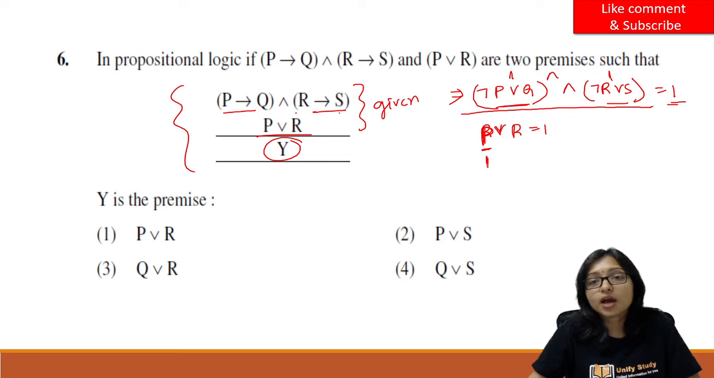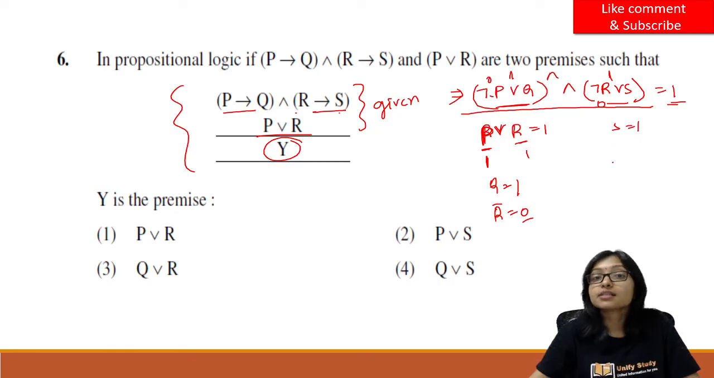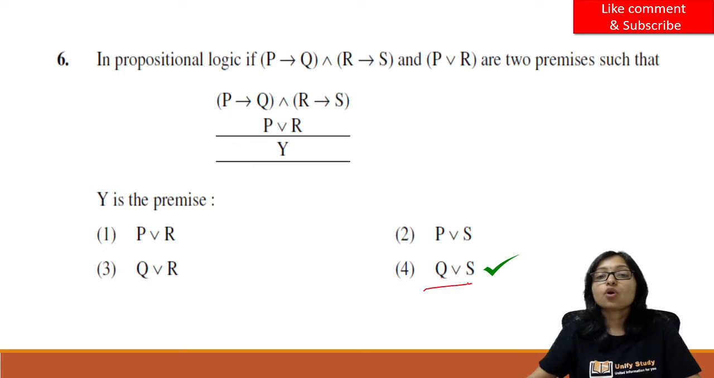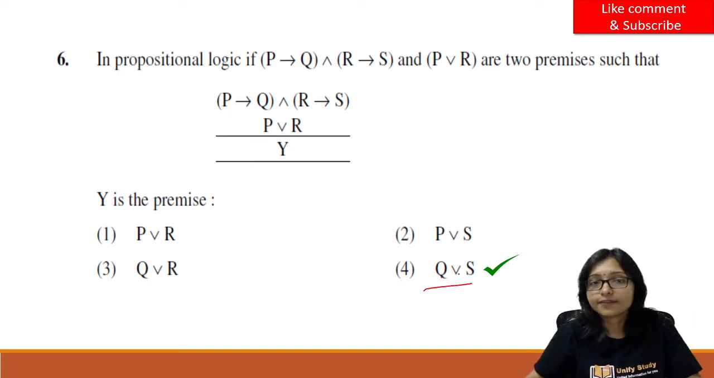Now when P is 1 then P bar will be 0, then Q has to be 1. When R is 1 then R bar has to be 0, then S has to be 1. So what is the meaning? Either Q or S has to be 1. Otherwise I cannot get 1, right? When this part is 0 it has to be 1. When this part is 0 it has to be 1. So that's why either Q or S has to be 1.